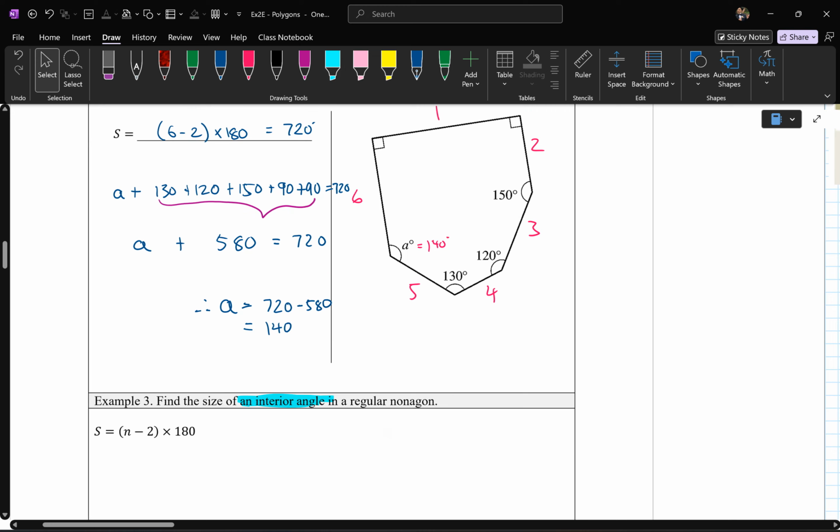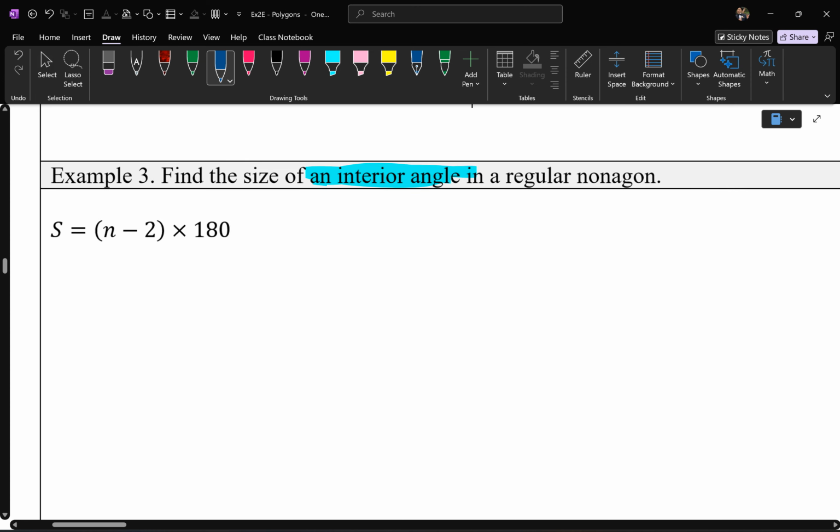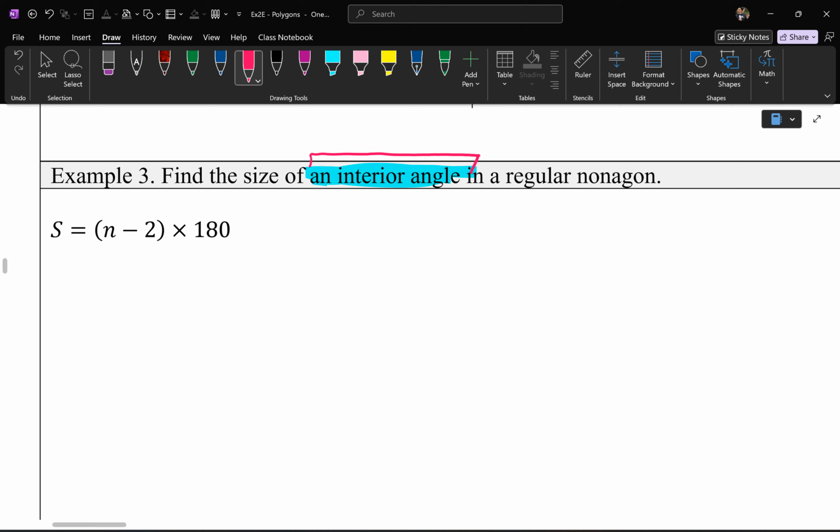The third example, when you're doing the third example, when I ask for an interior angle, an interior angle, remember, interior means inside the shape. And it means 1. So they just want to know one of the corners.